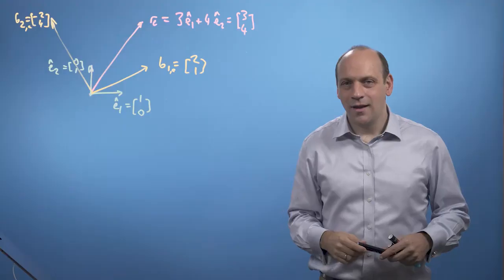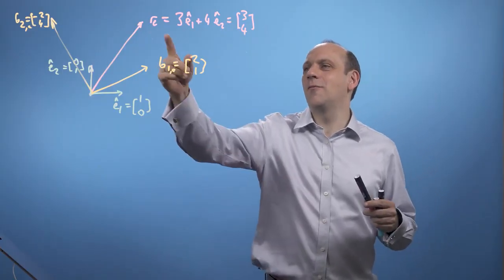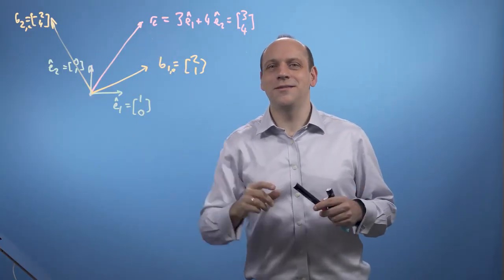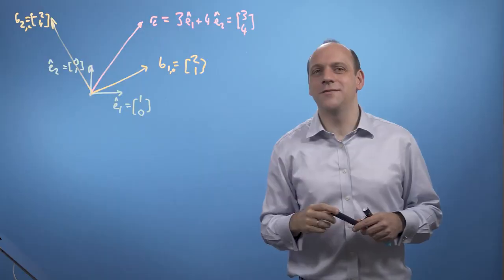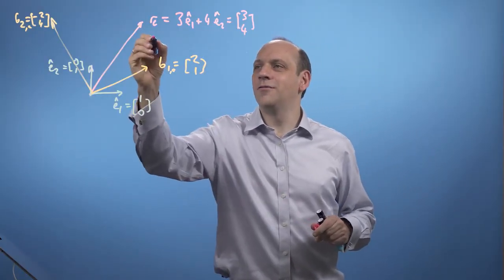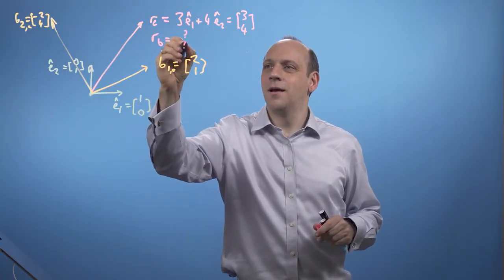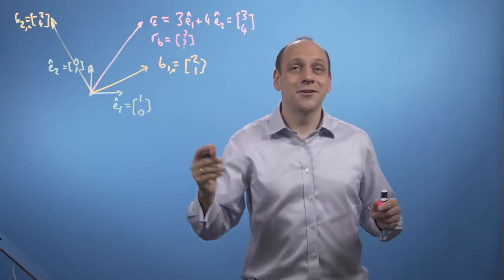So we call the vectors we use to define the space, these guys E or these guys B, basis vectors. So the numbers I've used to define r only have any meaning when I know about the basis vectors. So r referred to these basis vectors E is 3, 4. But r referred to the basis vectors B also exists. We just don't know what the numbers are yet.